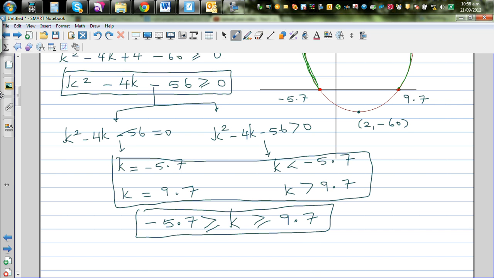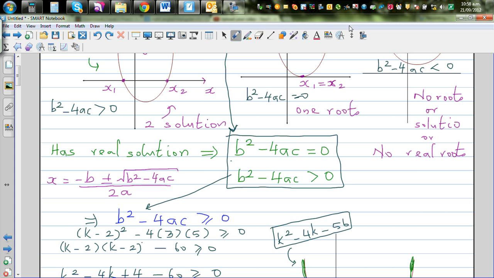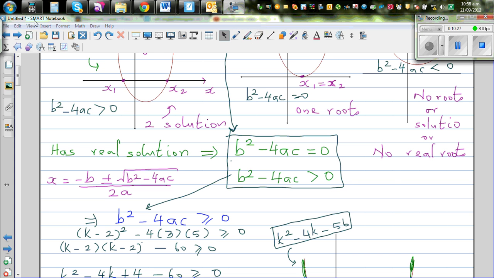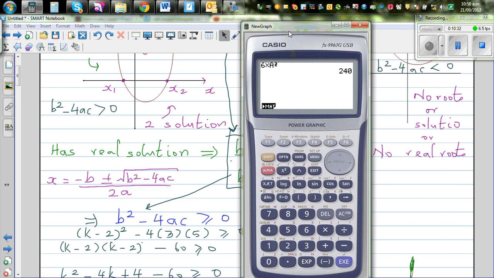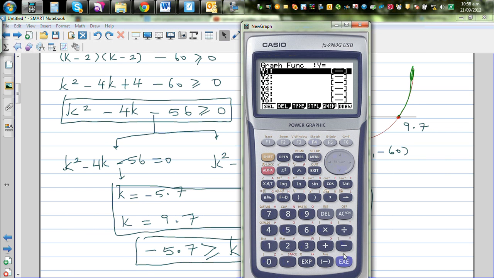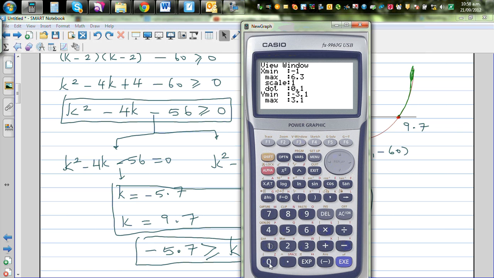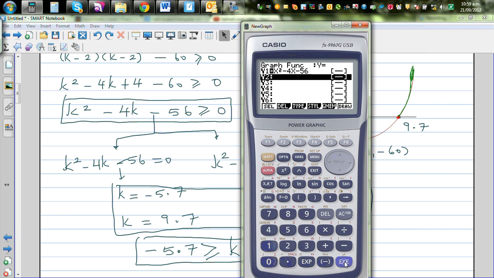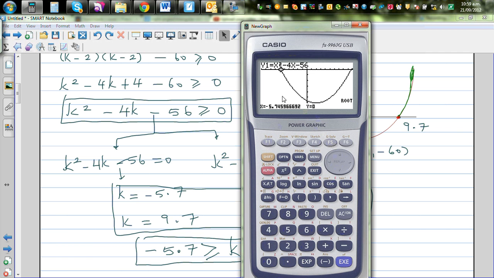So let me show this on a graphic calculator. Let me scroll down so that you can see the equation. So this is the equation. Go to graph and type in x squared minus 4x minus 56. We need to change the scale so that you can see the whole graph. I'm going from, say, minus 10 to plus 10, and on the y-axis, I need, say, minus 70 to plus 10 at a scale of 10. Using G-Solve and root, this is minus 5.7, and this is 9.7. And just to show you the minimum, the vertex is 2, minus 60.